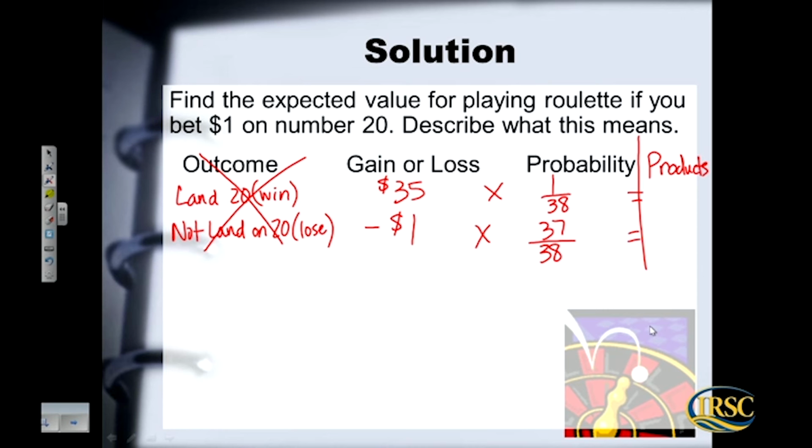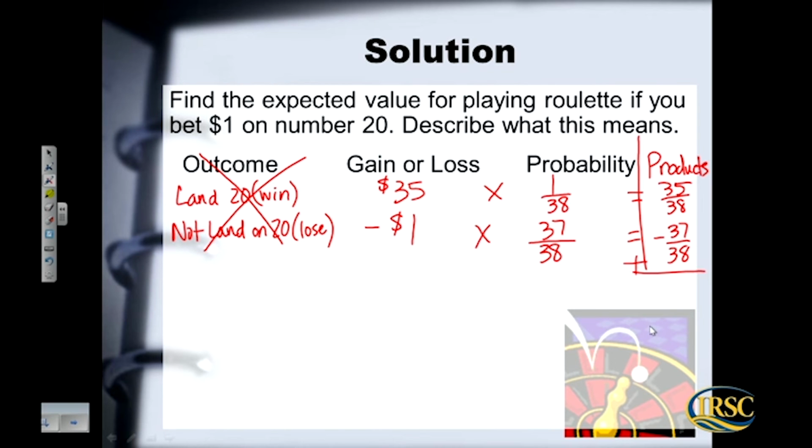So, and you know what, I'm just going to leave it in the form of a fraction because I'm going to be adding these numbers anyway. It'll give me a common denominator. So 35 times 1 over 38 is 35 over 38. And then negative 1 times this fraction just gives you the fraction negative, so negative 37 over 38.